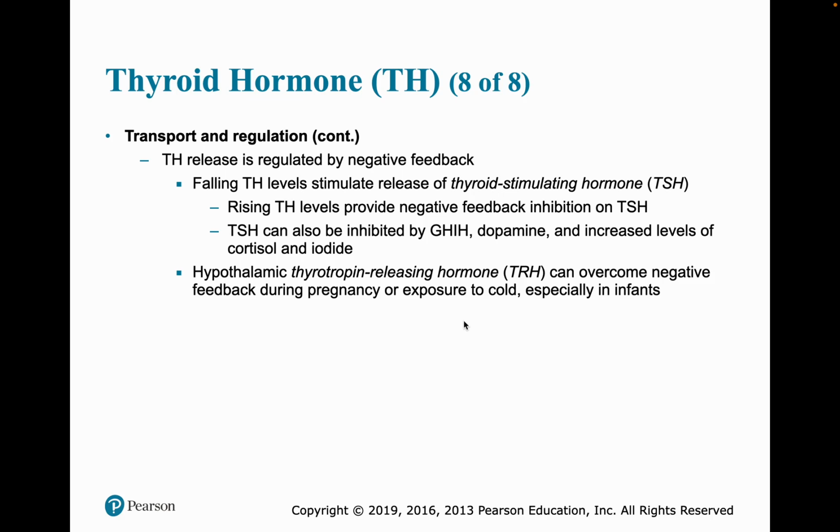Thyroid hormone release is regulated by negative feedback, so falling thyroid hormone levels will stimulate the release of thyroid-stimulating hormone. Rising thyroid hormone levels provide negative feedback, so they inhibit TSH. And TSH can also be inhibited by growth hormone inhibiting factor, dopamine, or an increased level of cortisol and iodine. Hypothalamic thyrotropin releasing hormone can override the negative feedback during pregnancy or exposure to cold, especially in infants.